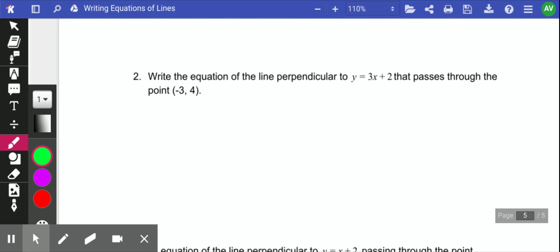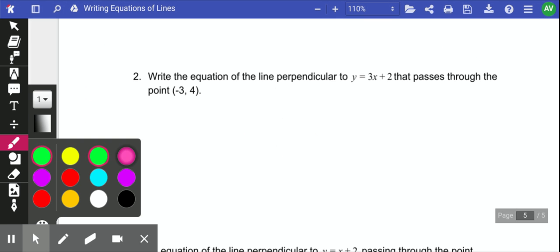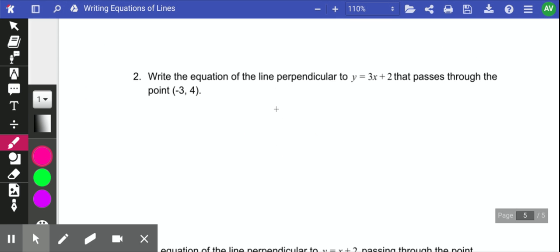Let's do this one. We're going to write the equation of a line that is perpendicular to y equals 3x plus 2 that passes through the point (-3, 4). All right. So first thing I need to discern is what is the slope? Well, the slope in this line right here is 3. So if my original slope is 3, what is the opposite reciprocal of that? Well, the opposite means it's going to change sign. It's going to be negative, and it gets flipped. So that's -1/3. All right.